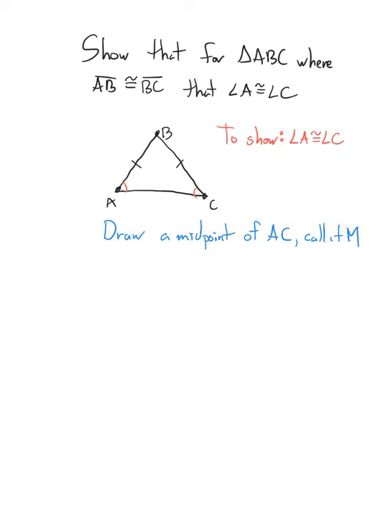So let's do that. So here's M. And now we know the following. If that's the midpoint of side AC, that means that the length from A to M is the same as the length from M to C. That's the definition of a midpoint. It's in the middle, so it breaks your line in half. So we're going to do that.